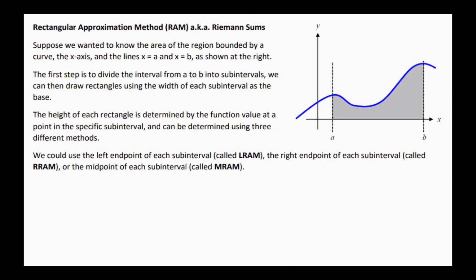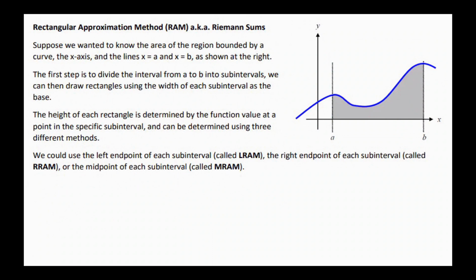So this is kind of a little explanation on what Riemann sums or rectangular approximation method is. Okay. Suppose we wanted to know the area of the region bounded by a curve, so the gray area. The curve is blue on mine. It's not on yours, but it's on mine. The x-axis, that's the lower bound, and the 2 bounds, A and B. Right? Suppose we wanted to find that area in there, shaded gray, this area here.